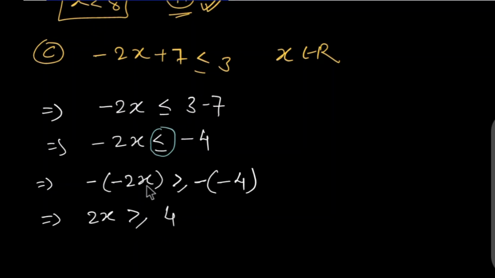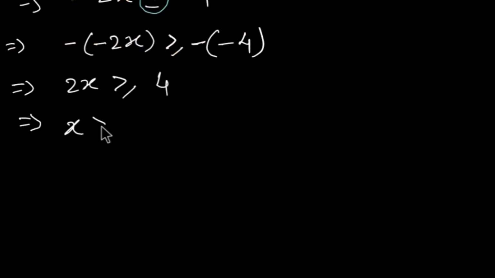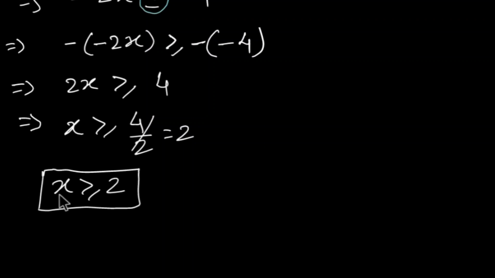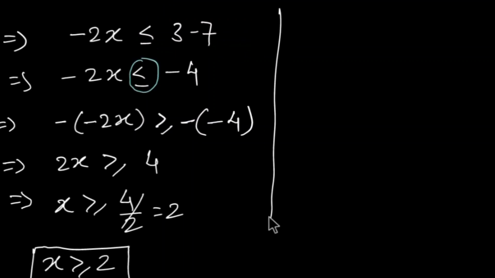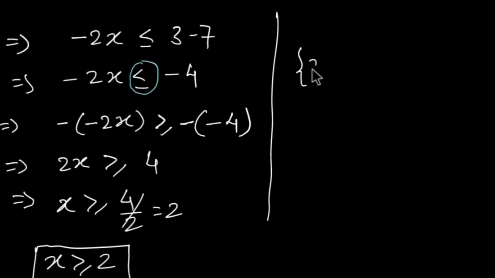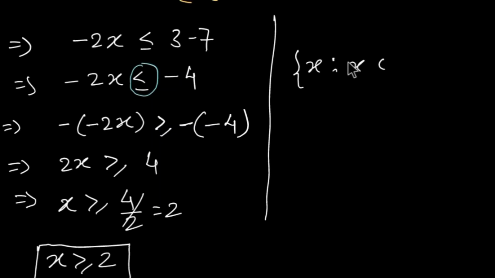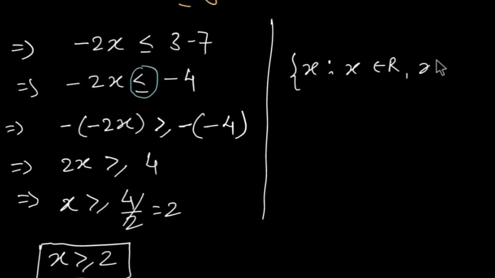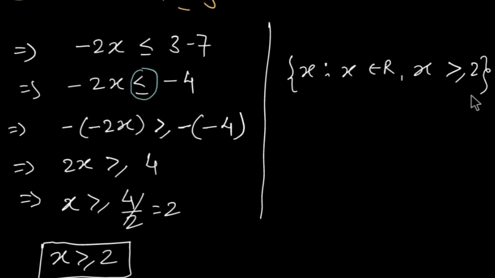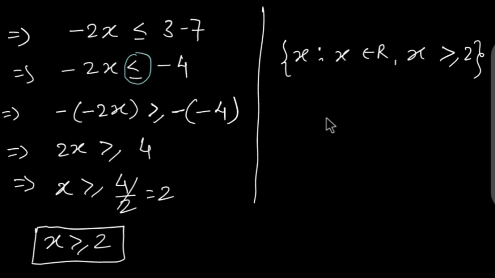Why are we multiplying by this minus? To make them positive. Both sides will become positive, so we can get a clear answer. So x greater than or equal to 4 by 2, so x greater than or equal to 2. We can write the solution set: x such that x belongs to real numbers and x greater than or equal to 2. You can match where you are going to get this answer. I think we are getting the answer in fourth option, so this fourth will become the correct answer.